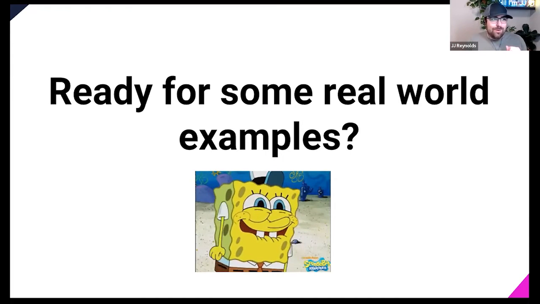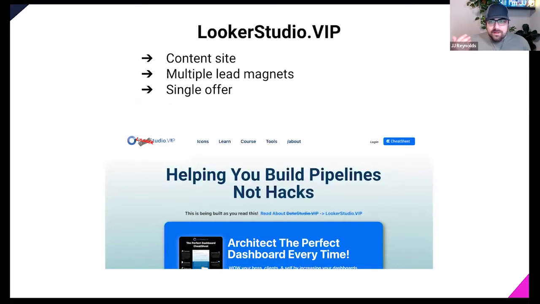So here's a real world example. I own this website, so I'm going to use it because, hey, free promotion. All right. So here's lookerstudio.vip. It's a content site, not really much for sale. We got some custom visualizations. We got multiple lead magnets. There's a cheat sheet. And then if you go to the tools section, there's different types of free custom visualizations.